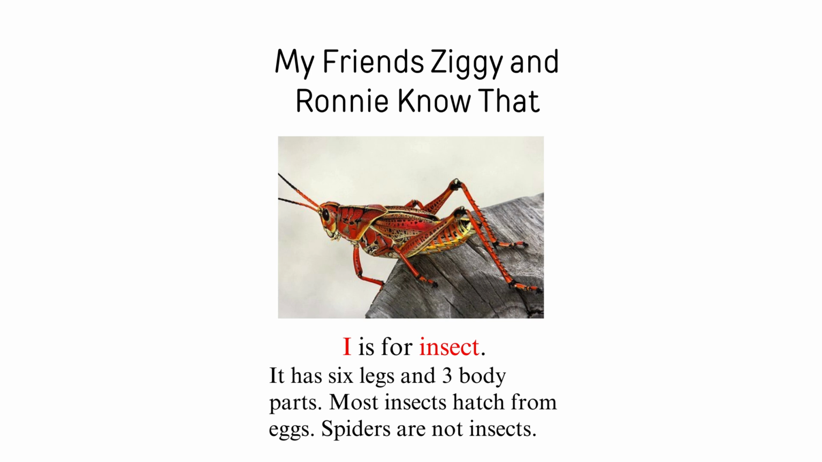My friends Ziggy and Ronnie know that I is for insect. It has 6 legs and 3 body parts. Most insects hatch from eggs. Spiders are not insects. What are the types of insects in the area where you live? What makes insects different from other animals?